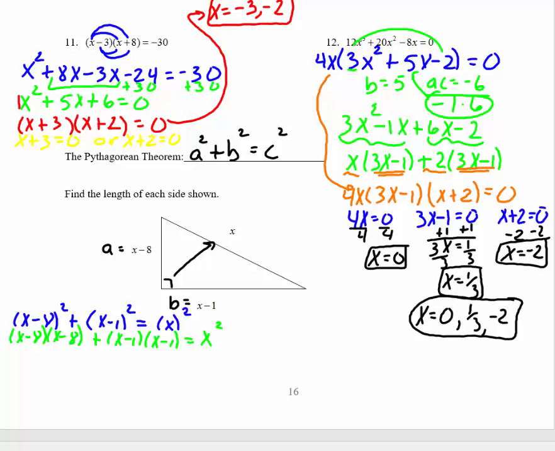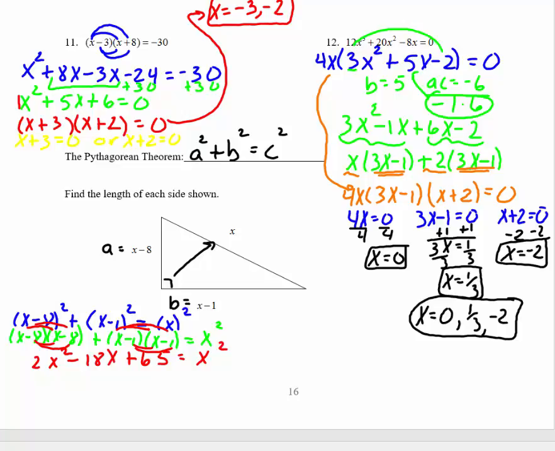So if you multiply all that out, FOIL, combine like terms, you're going to have to fill in some steps, okay? Multiply it all out, combine like terms, and then bring over the x squared. You're going to end up with a 2x squared minus 18x plus 65. We'll leave the x squared for now over on that right hand side. So we get 2x squared minus 18x plus 65 equals x squared.